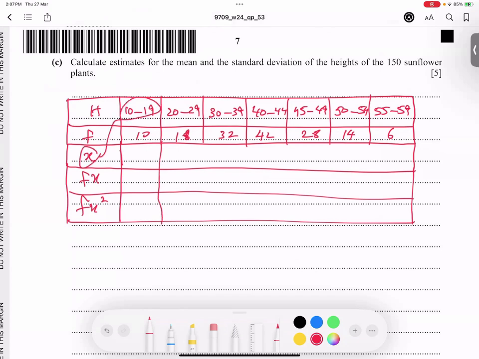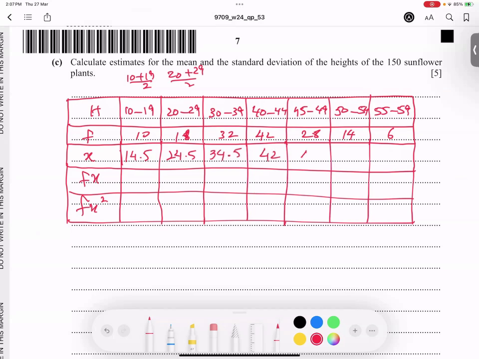So how to get x mid-class? So 10 plus 19 divided by 2. If we check it, I'll get my answer. So this answer turned out to be 14.5. Same way here, 20 plus 29 divided by 2, giving us the midpoint, so 24.5. The rest of the values I'm writing directly because you understood. Next is 34.5, and then 42, then 47, 52, and 57.